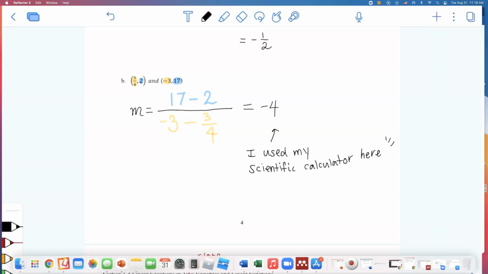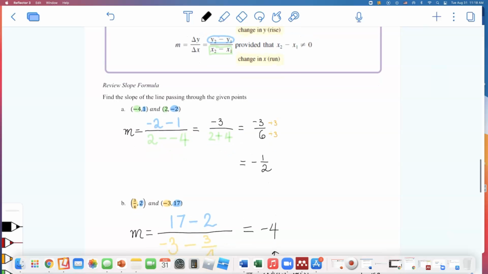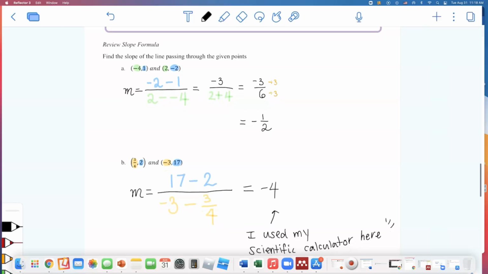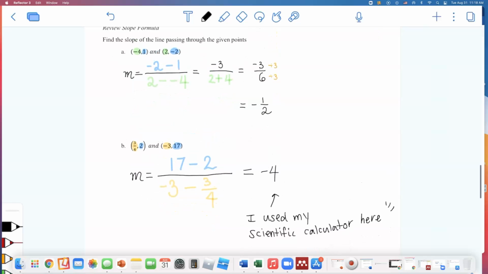That's it for this short review video of finding the slope of two lines. Make sure to subtract the y's and put it on top, and subtract the x values and put it in the bottom, and feel free to use your scientific calculator if you want to simplify your answer further. So that's it. I'll stop this recording now.